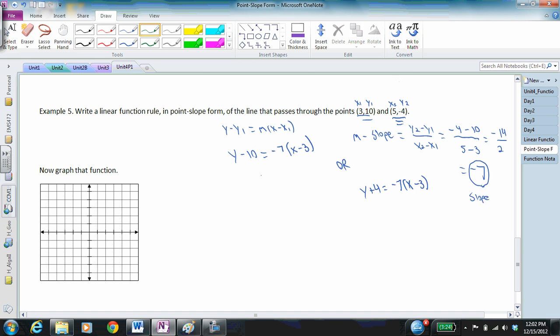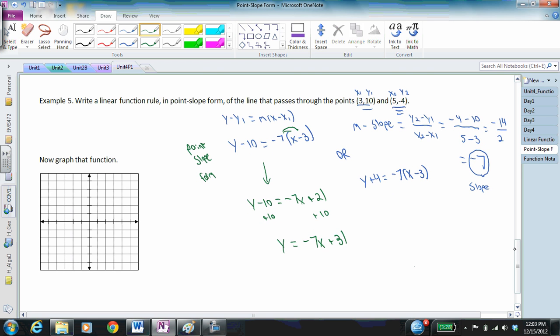That means I need to convert to slope-intercept form. So this is point-slope form. We want to go to slope-intercept, which means solving for y. So that's going to be y minus 10. I'm going to distribute: -7x plus 21. Add 10 to both sides, and I'll get y equals -7x plus 31.